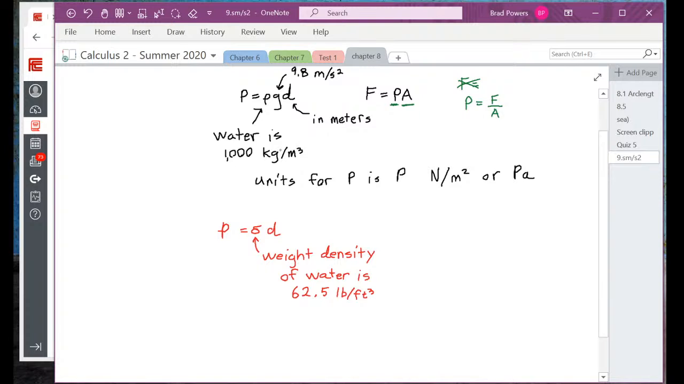So if we work all these out, we've got kilograms per meter squared, meters per second squared, and meters. What do you get? You get newtons per meter squared, which is our force per meter squared. Anyway, we call those pascals.